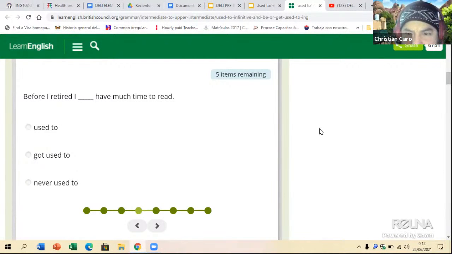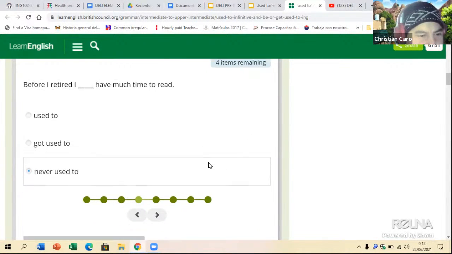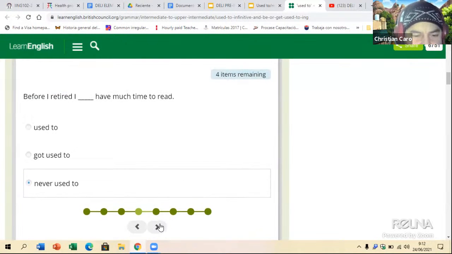Tomás Vega dice 3. Vicente dice 3. Tanya says never used to. Any other? Do you agree, guys? Everybody agrees? Okay, I'm going to click number 3 in this case. All right, next.